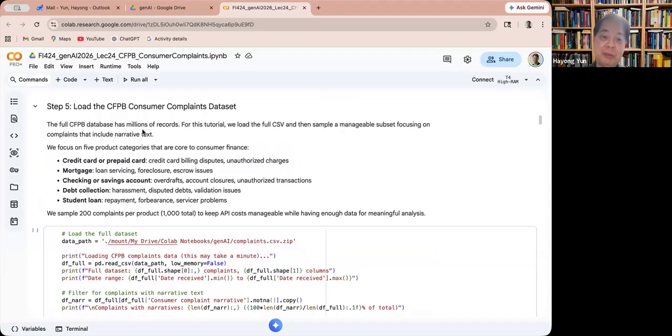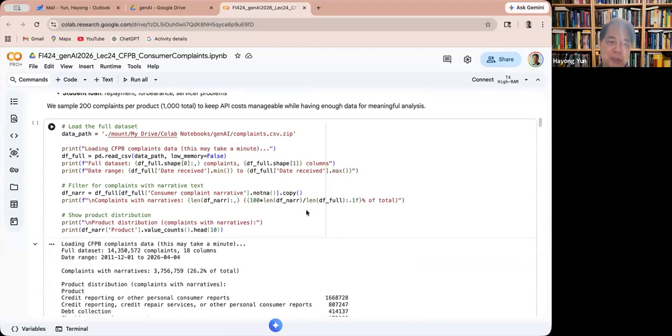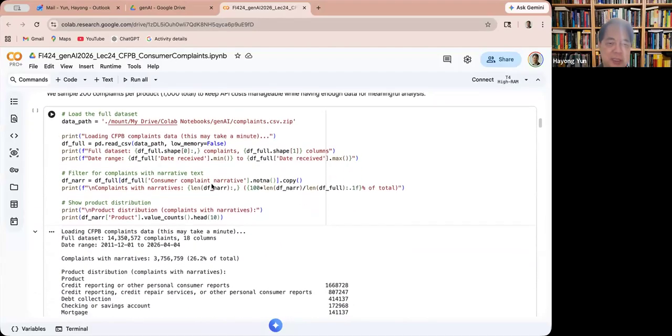So the full CSV database is very large, so the tutorial will just use a manageable size of it and play with that. There are five product categories: credit card or prepaid card, mortgage, checking or savings account, debt collection, and student loan. So we'll just take 200 complaints per product out of 1,000 and have an example of how to look at it. So load the data set.